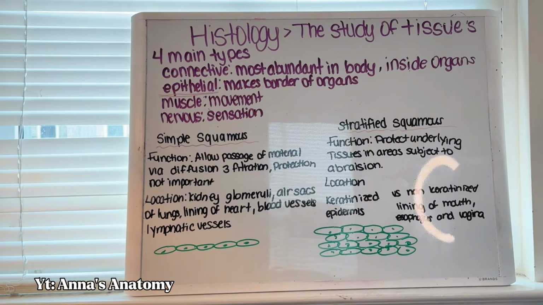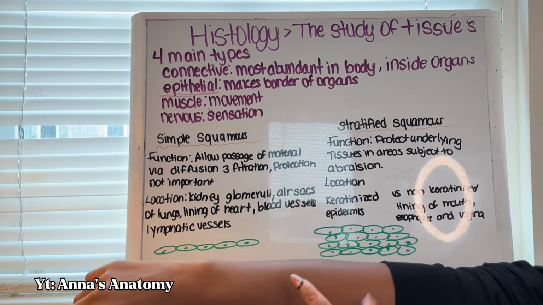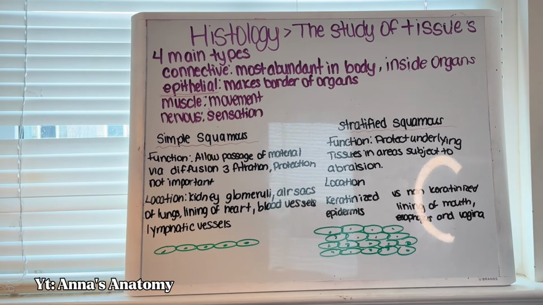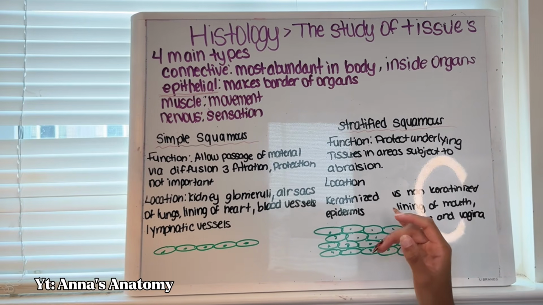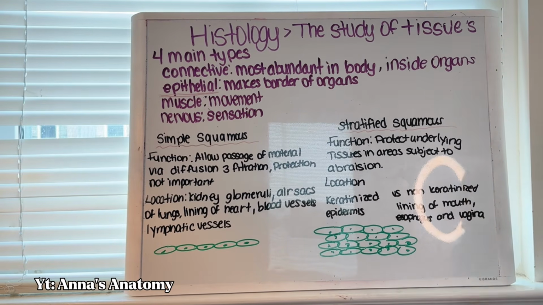Keratinized means that these cells are dead. So within our epidermis, which is the top layer of the skin, this layer that you can see with your eyes, all of the cells that you see on your skin are dead. So these are all keratinized cells. So you would find this in the epidermis. In the non-keratinized cells, you would find these in the lining of mouth, esophagus, and vagina.